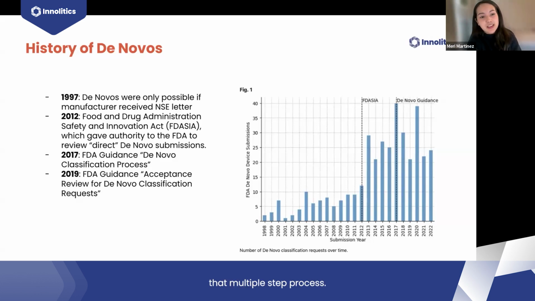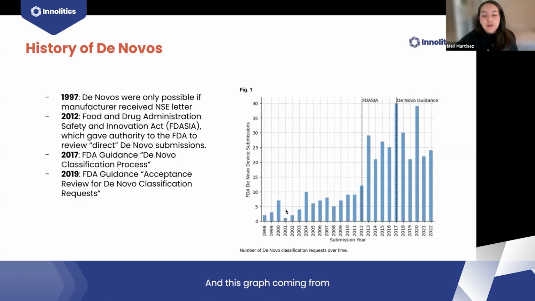I cannot imagine being a manufacturer back then having to go through that multiple step process. And then it wasn't until 2012 that the FDA Safety and Innovation Act gave authority to FDA to receive direct de novo submissions. So manufacturers no longer had to go through the 510(k) process first. They could just go directly through the de novo pathway.